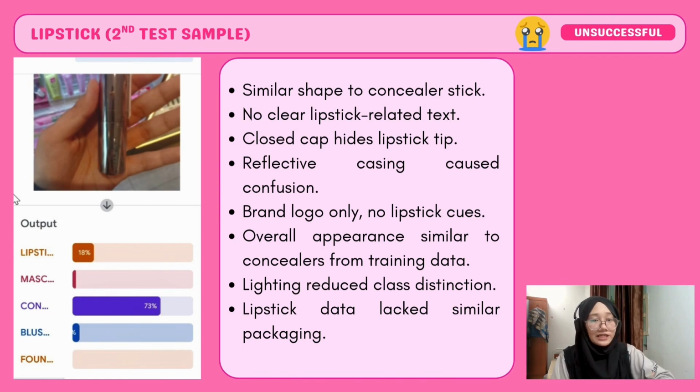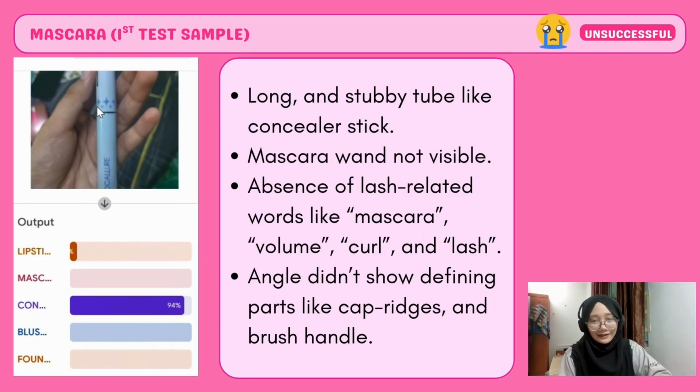The second lipstick sample was also misclassified, likely because the packaging closely resembled a concealer with no clear lip indicators and a reflective surface that makes it harder to distinguish. Then, for the first mascara sample, the AI misclassified it as a concealer due to the long tube and the absence of mascara-related keywords.